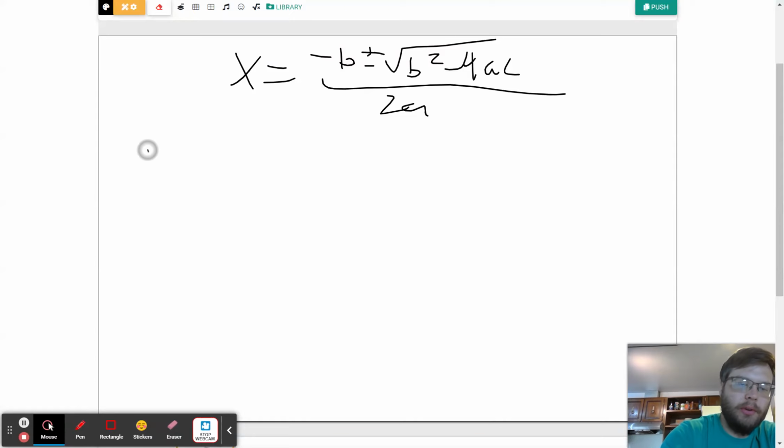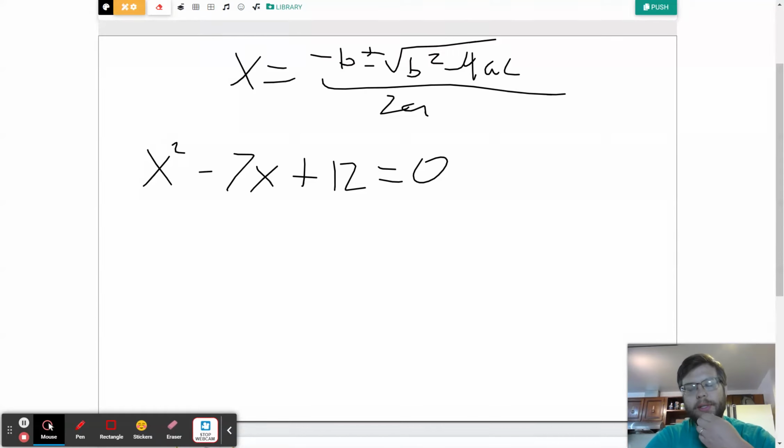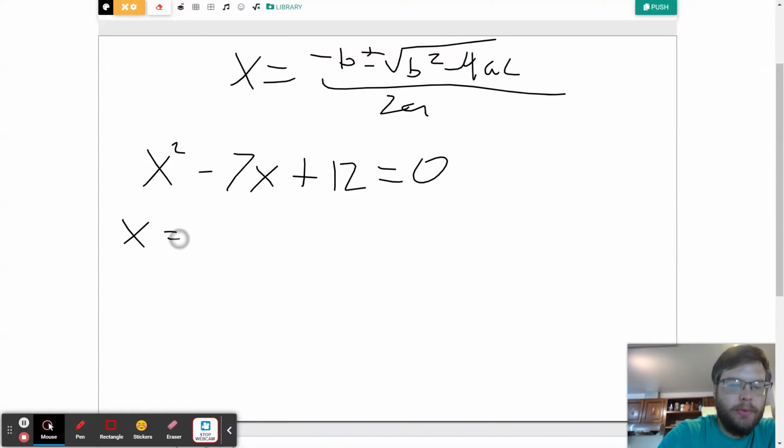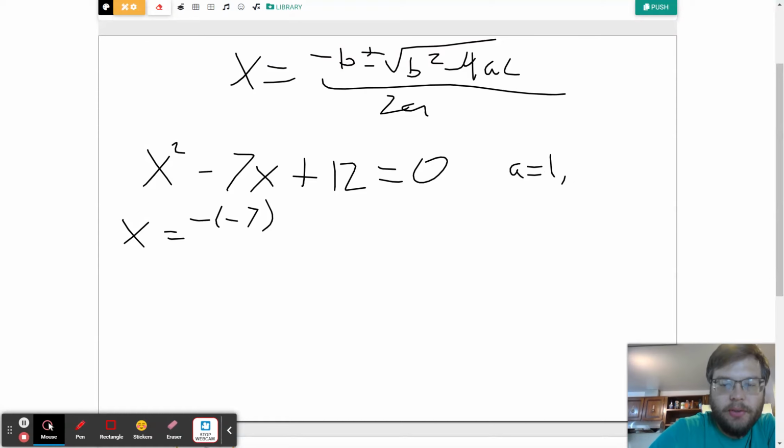So let's just throw a random quadratic equation down there. I'll make sure that this one has some nice solutions for us. X squared minus 7x plus 12 equals 0. Start out by feeding it all into the formula. Negative b. Sorry, I should mention the a is equal to 1 because there's only one x squared. The b is equal to negative 7. And the c is equal to 12. They're just the three numbers in order.